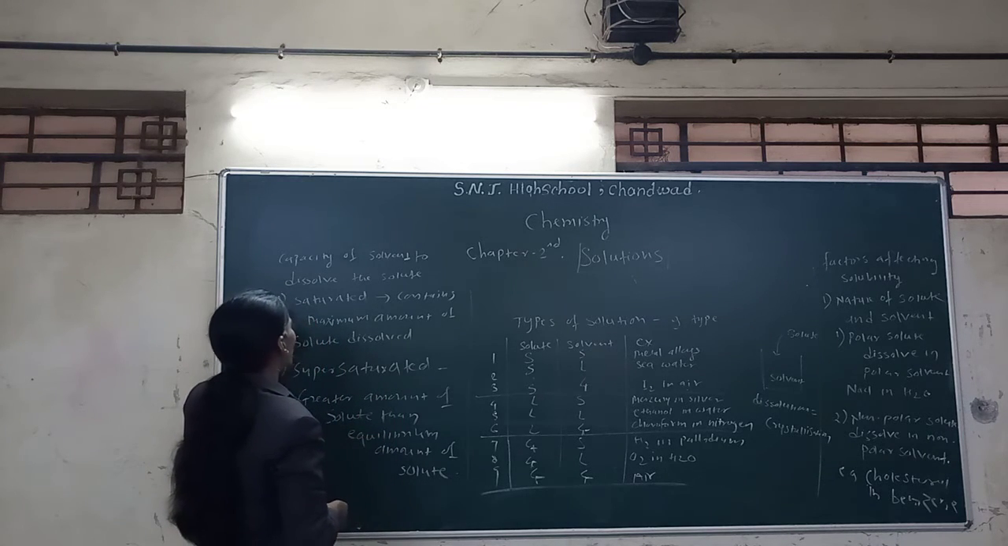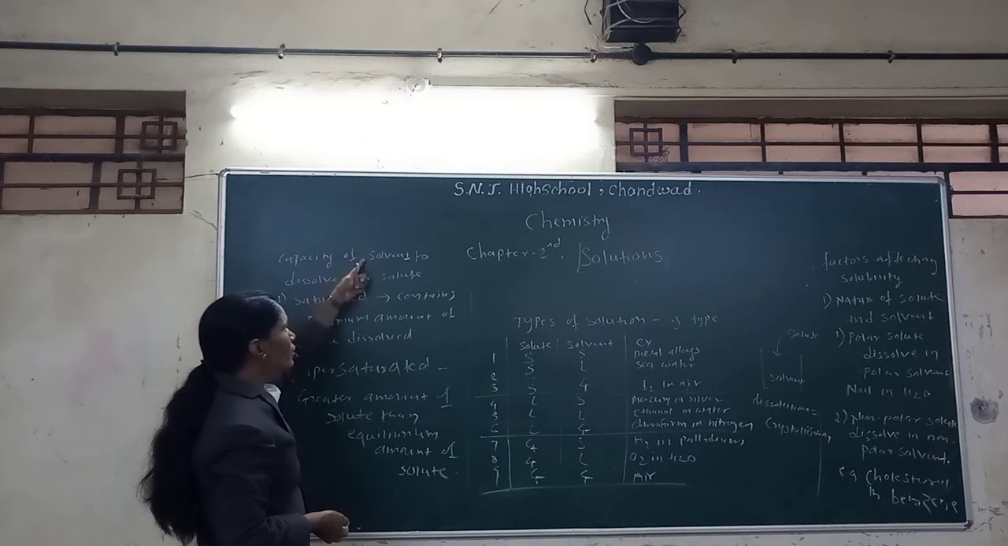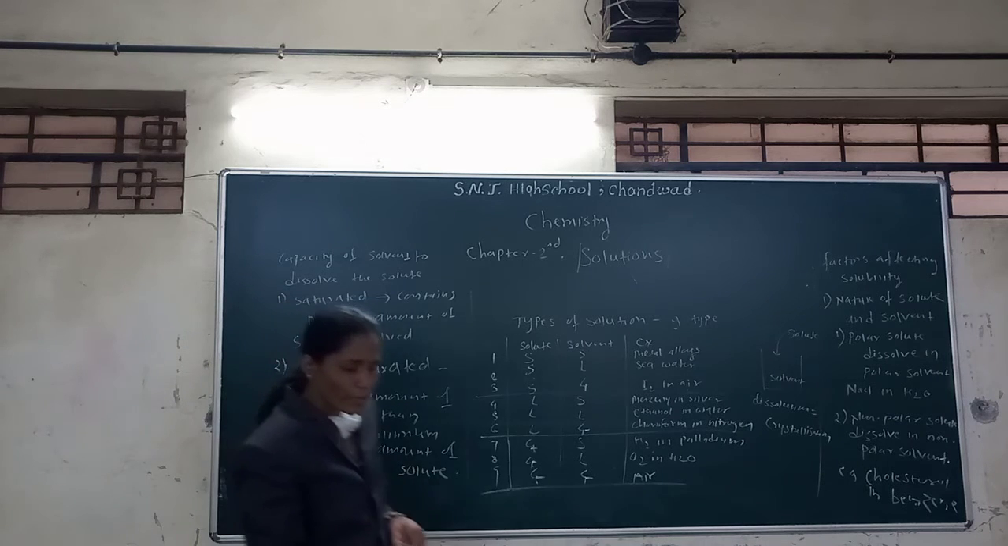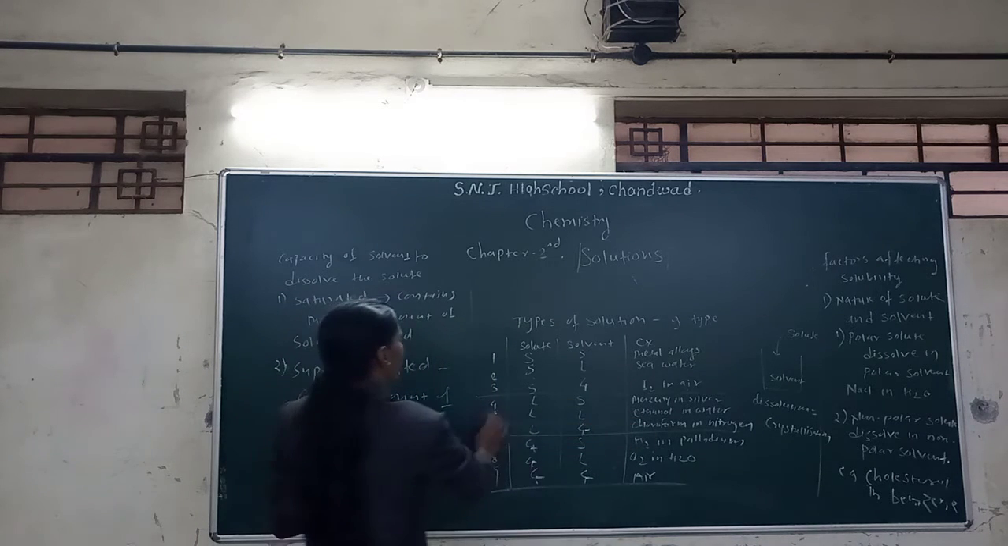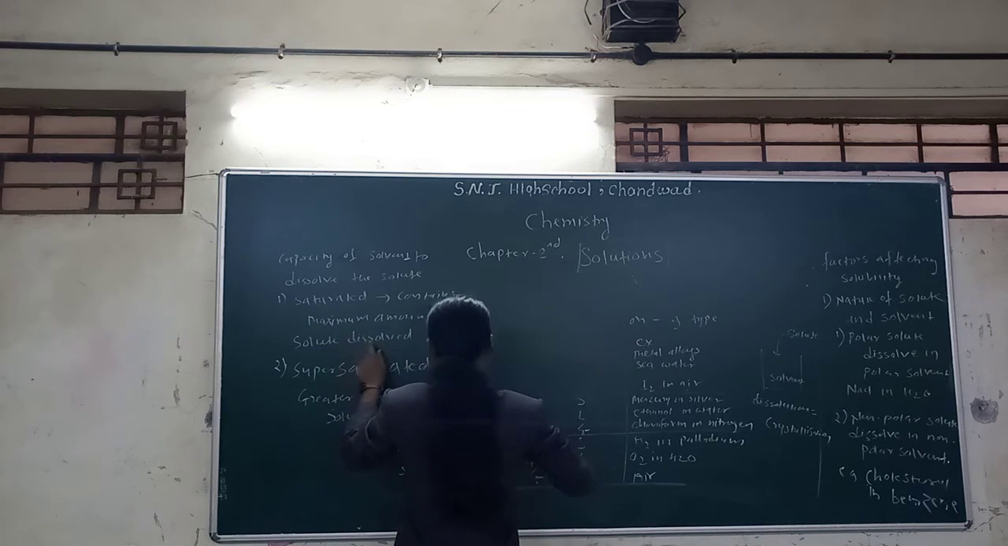Some solids or some solutes dissolve in a suitable solvent easily. Like the first is saturated solution. Dissolution of solute in solvent gives different types of solution. That is, first is saturated solution. A saturated solution contains the maximum amount of solute dissolved.